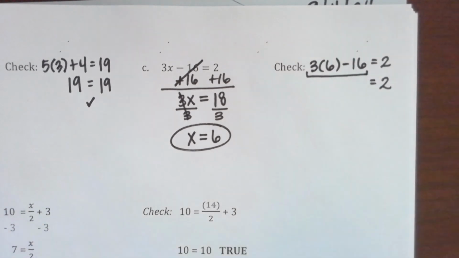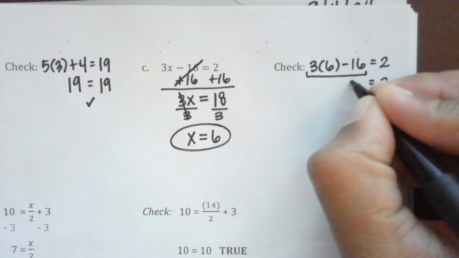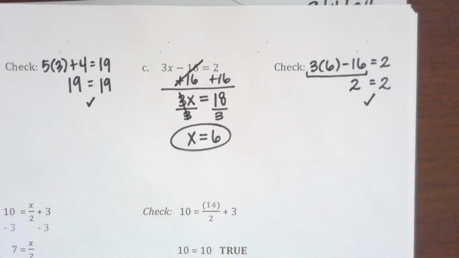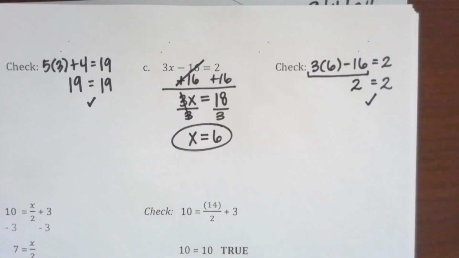What'd y'all end up getting? It should be 2. Does 2 equal 2? Yes, because that should give you 18 minus 16, which is 2. 2 equals 2. Is 6 the right answer? Yes. Any questions there?